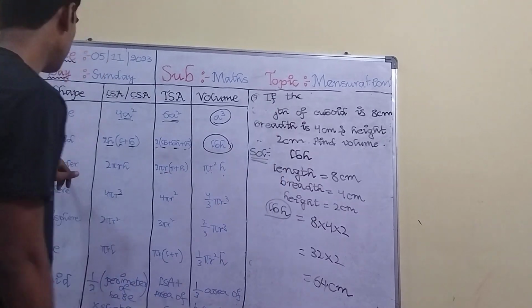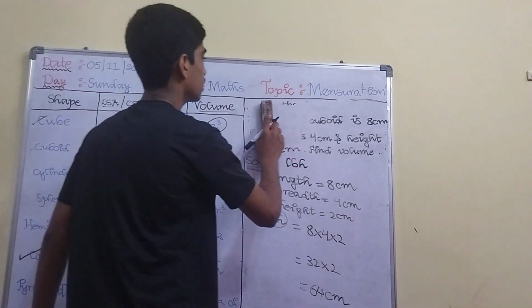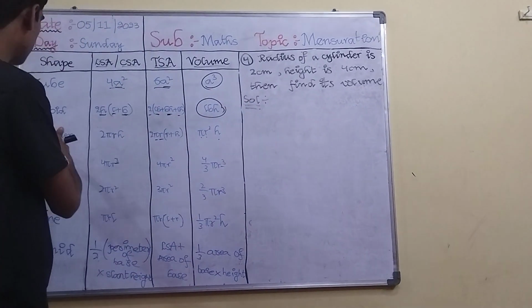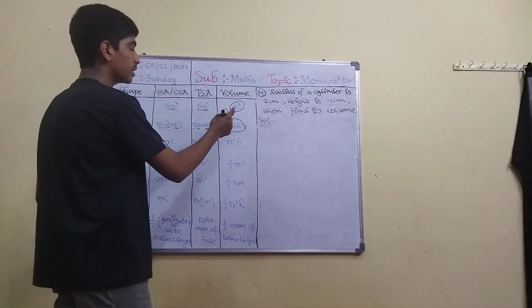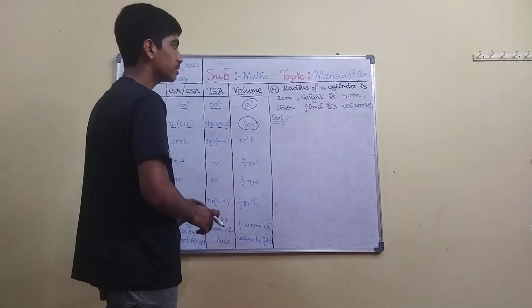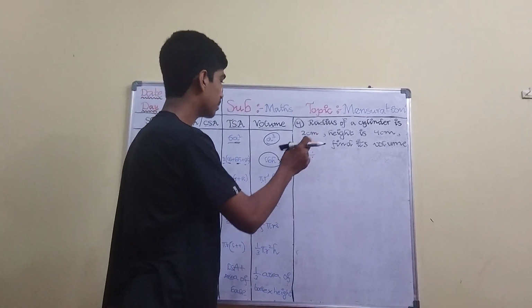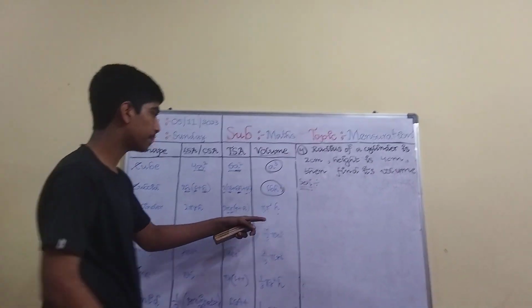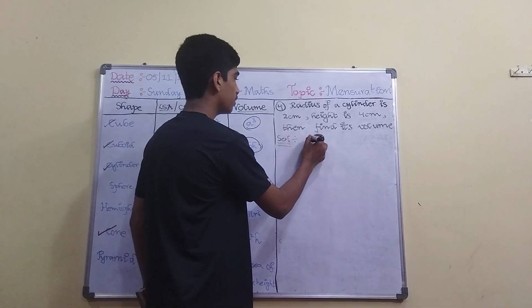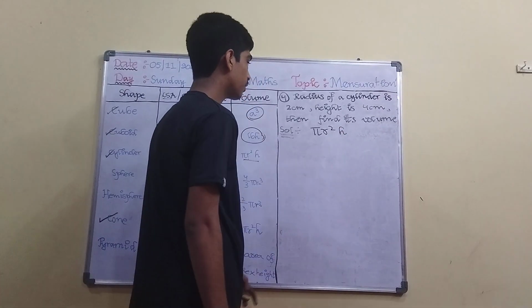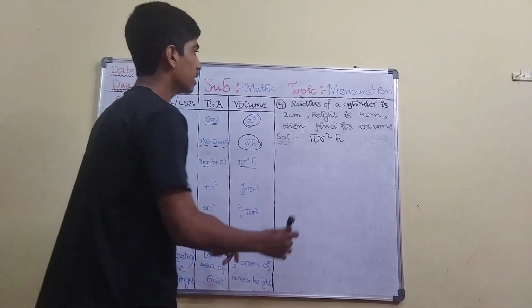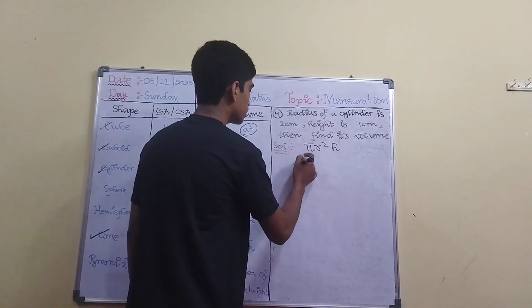The next one is cylinder. So the next question is for cylinder. Radius of a cylinder is 2 centimeters, height is 4 centimeters. Then find its volume. First of all, you have to know the volume of a cylinder. What is the volume of a cylinder? Pi r square h. First of all, we have to write the formula. Pi r square h. This is the formula for the volume of a cylinder. Now the radius of the cylinder is 2 centimeters.